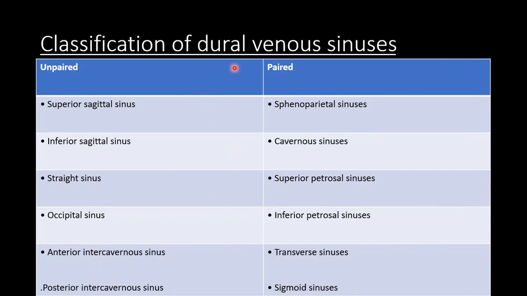Now, classification of venous sinuses. They are either unpaired or paired. Okay. Now, for the unpaired ones, you have the superior sagittal sinus, the inferior sagittal sinus, the straight sinus, the occipital sinus, the anterior and the posterior intercavernous sinuses. But for the paired ones, we have the sphenoparietal sinus, cavernous sinus, superior petrosal sinus, inferior petrosal sinus, the transverse sinuses, the sigmoid sinuses. Okay.